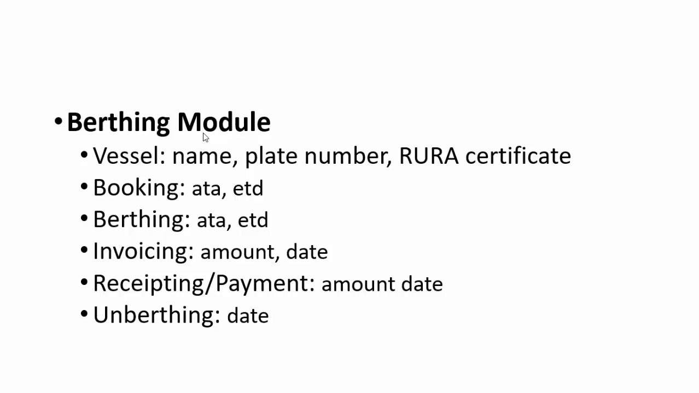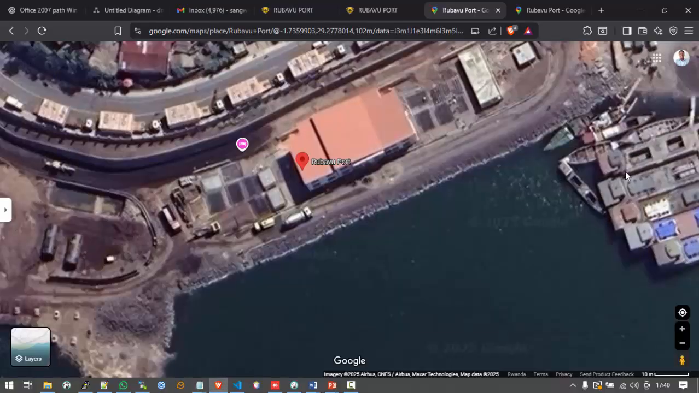Looking at the berthing module, we have the vessel, and this is the registration of the vessel. We get some information like the name of the vessel, the plate number, and the rural certificate. The rural certificate is an authorization that the vessel comes with for the first time, that authorizes the vessel to operate at this port. So it's more like a license.